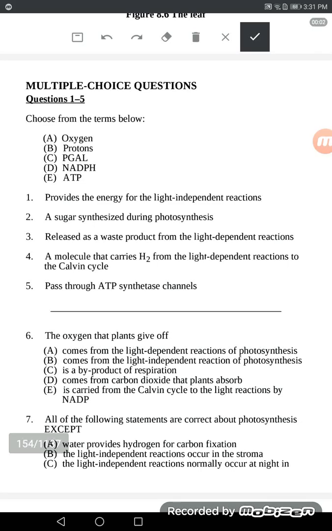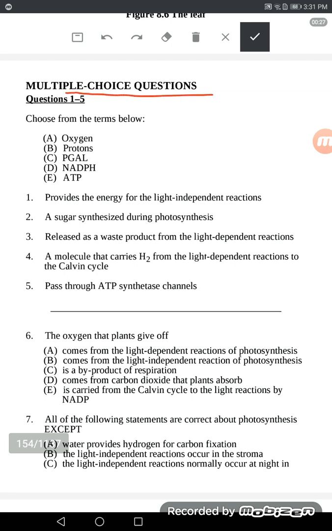Hello dear student. In the second part of the photosynthesis process, in the second video, I will solve and explain each question that we have, and I will try to explain the main idea behind each question. So we have multiple choice questions.